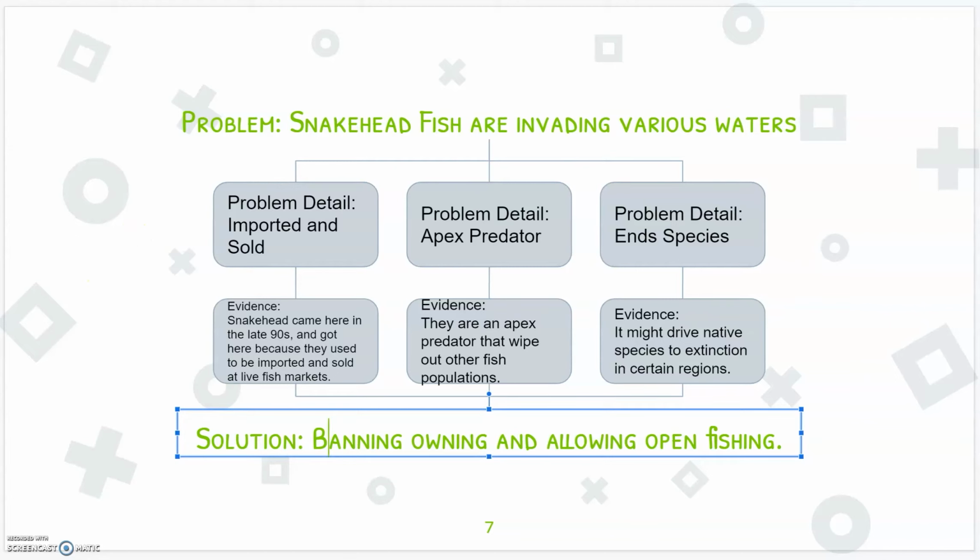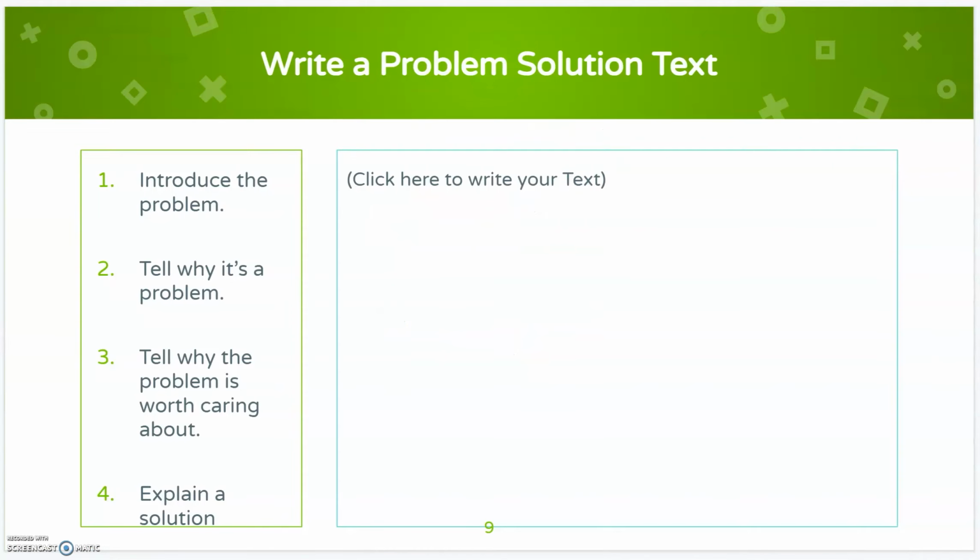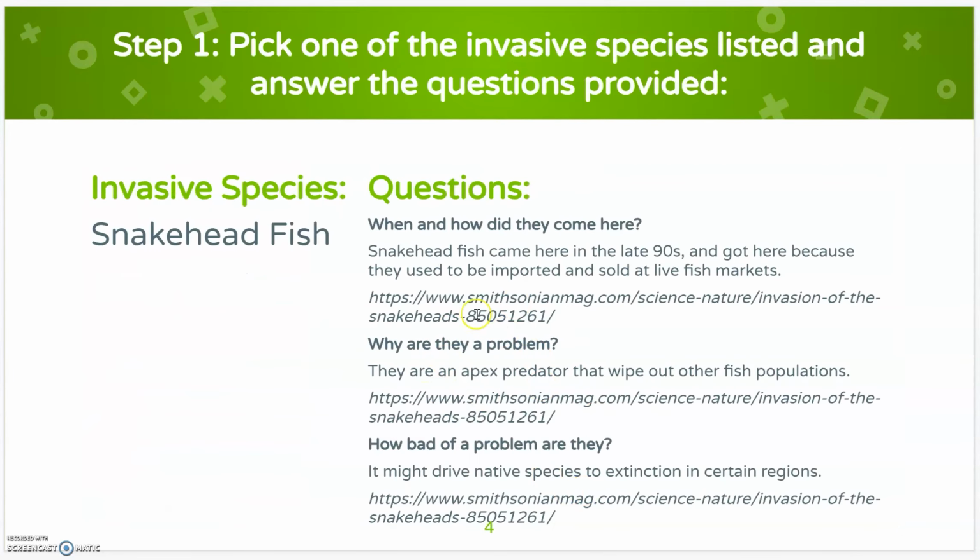Okay? Now let's get on to the thing that I really want you to understand, which is this writing. So steps 4 and 5: use the information you gathered in the graphic organizer and turn it into complete sentences. Then put them together into a full problem solution text. So what does that look like? Well, you're going to introduce the problem, tell why it's a problem, tell why the problem is worth caring about, and then explain the solution, right? All using this information.